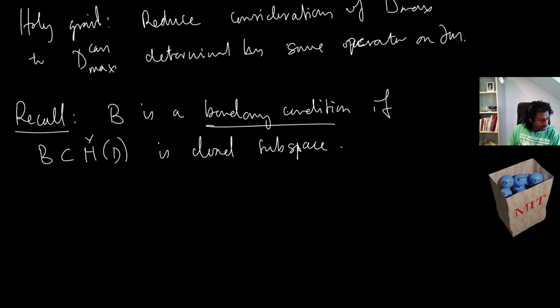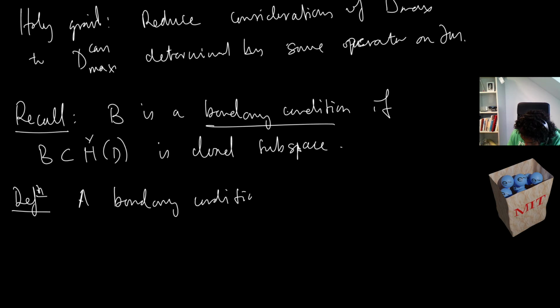Okay, so I want to now define three kinds of boundary conditions. So a boundary condition B is called elliptically regular.